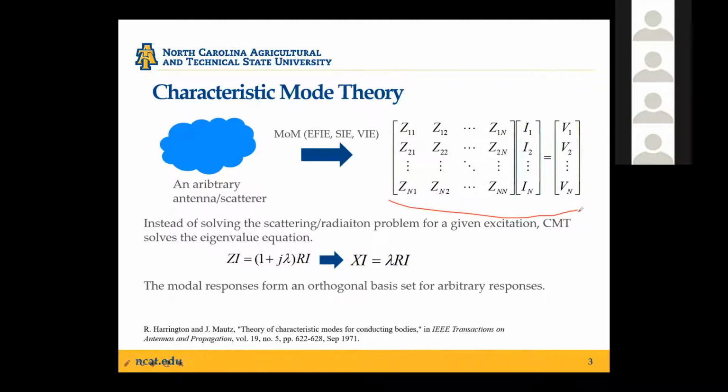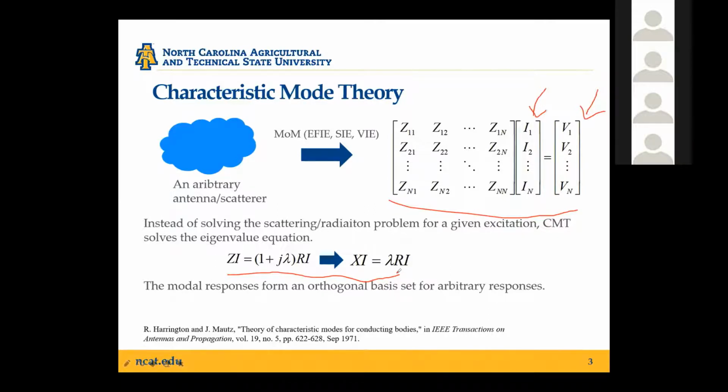Typically, for most of the problems we are solving, either antennas or scatterers, we would give an excitation, which is the vector on the right. And by solving this matrix equation, you can obtain the current distribution on the antenna or the scatterer. And that's a typical forward problem. But Harrington reformulated an eigenvalue equation based on the method of moments. Essentially, it solves a generalized eigenvalue equation as shown here.